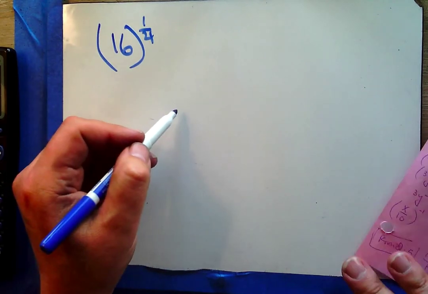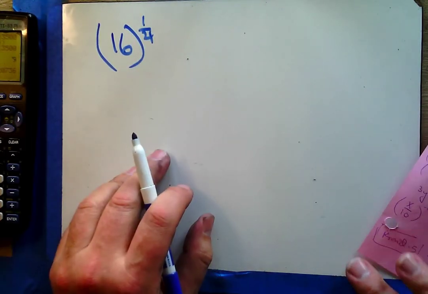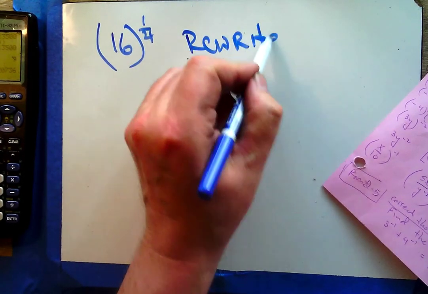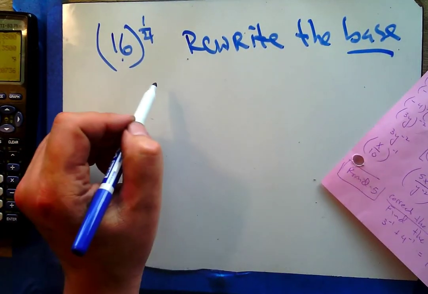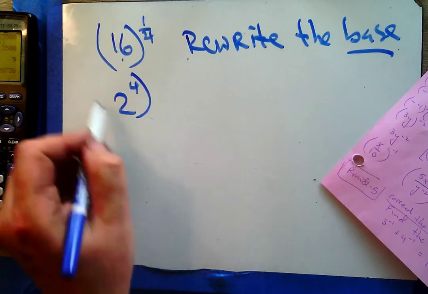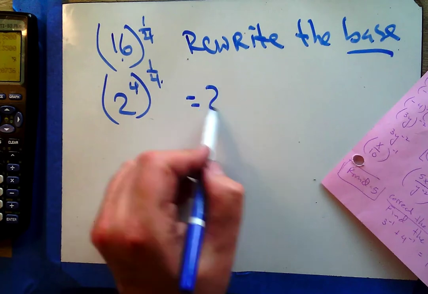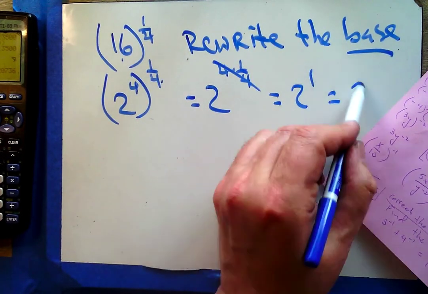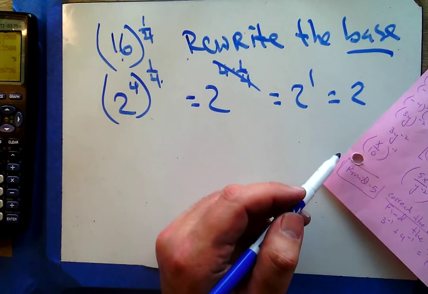Okay, round 4. 16 to the 1/4. Do not use your calculator. Not a calculator problem. How am I supposed to do this? I want you to rewrite the base. Here, the base is 16. I'm going to rewrite 16 as 2 to the fourth. Oh, look at that. When I raise a power to a power, I multiply them. What is 4 times 1/4? Oh, it's 1. So my answer here is 2. The fourth root of 16 is 2.